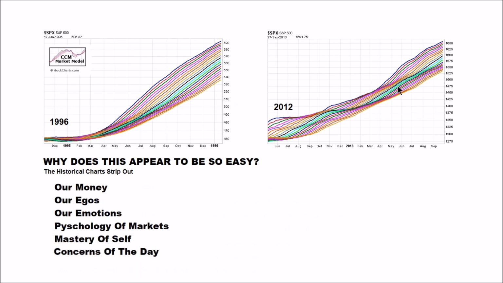In short, the historical charts look and feel so easy because the historical charts are stripping out, there's no money involved here. Our egos aren't involved. Our emotions aren't involved. We're basically stripping out all of the psychology that's required to navigate from a point A to a point B. And in order to navigate from a point A to a point B that could occur years from now, the hardest thing is mastering ourselves and overcoming all of those common missteps.